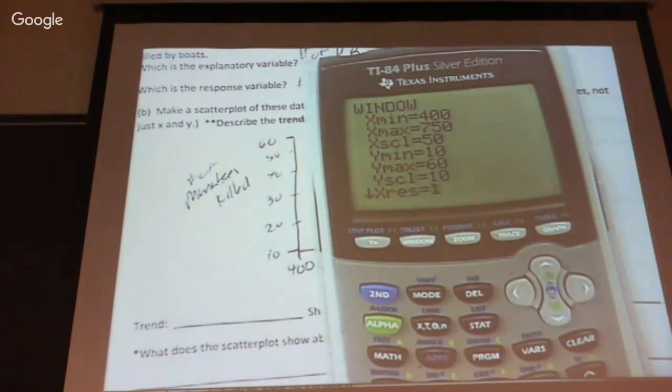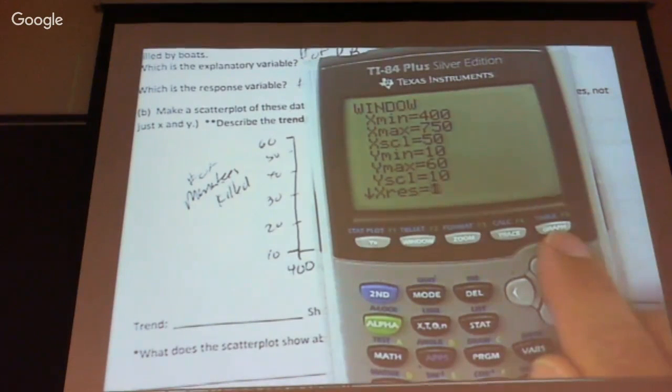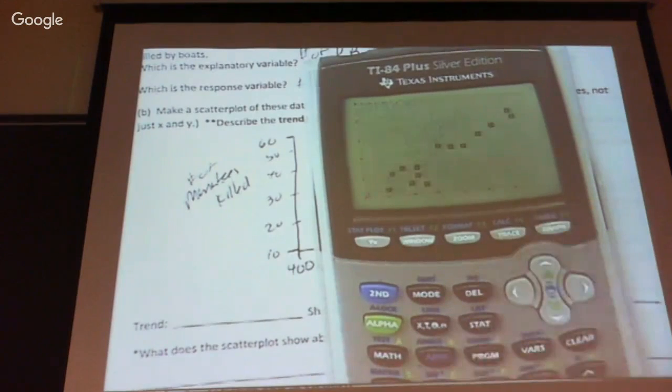So step 1, put the data in the calculator. Step 2, tell the calculator we want a scatter plot of list 1 and list 2. Step 3, make your own window. Don't use Zoom 9, make your own window. And then the last step, hit graph.